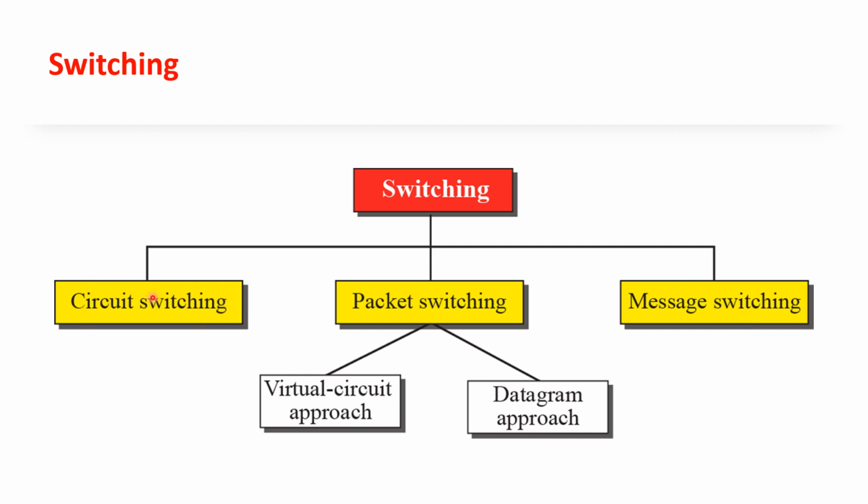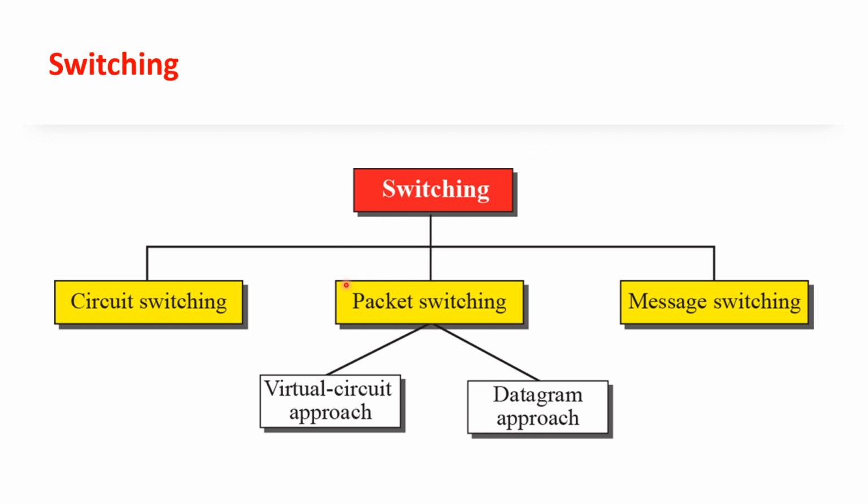In circuit switching, a dedicated communication path or circuit is established between two endpoints for the duration of the communication session. This path remains reserved for the entire conversation, ensuring a constant bandwidth.